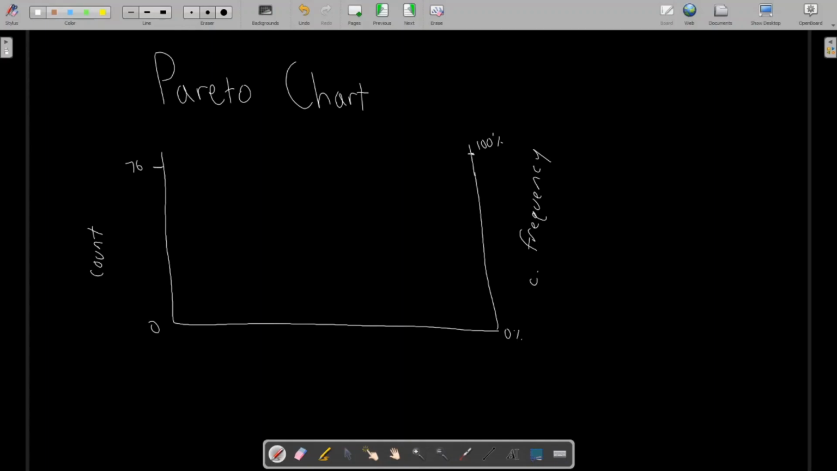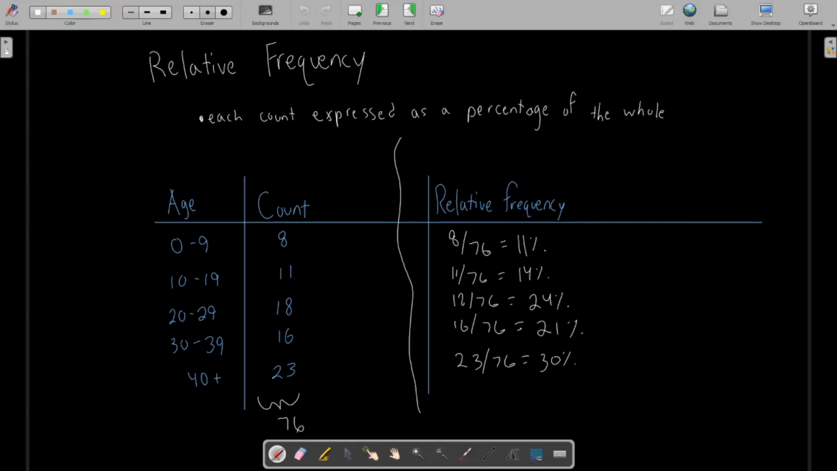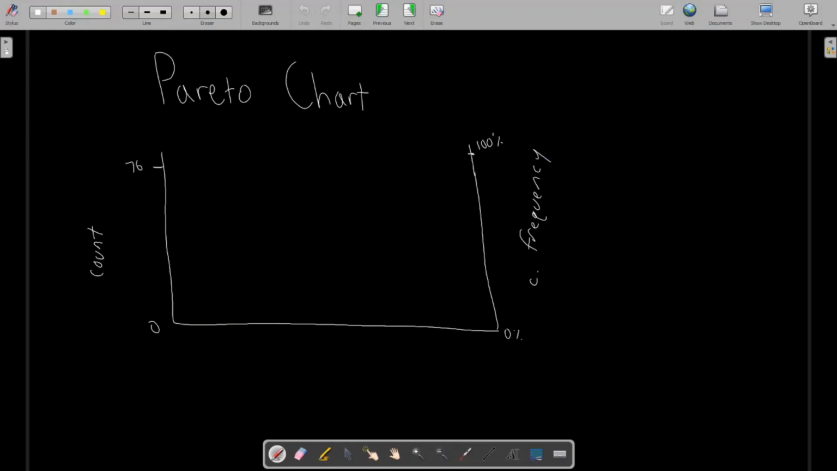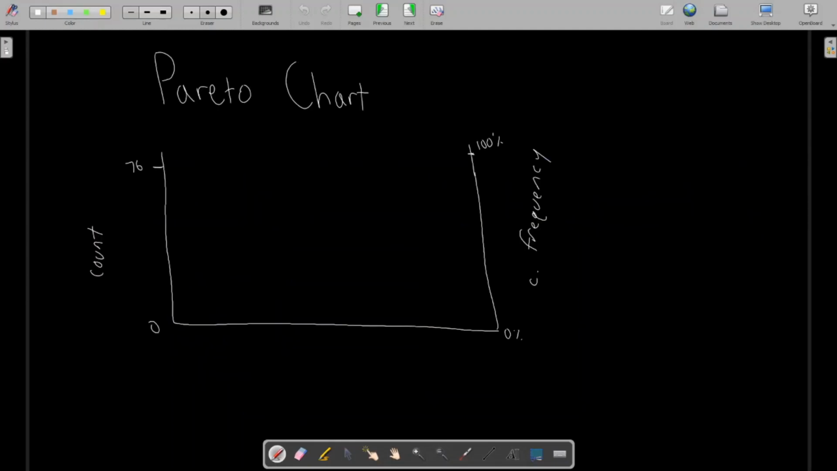And so with the Pareto chart, we'll first want to make it kind of like a bar graph. We'll take each count and give it a bar that goes up appropriately to whatever count it has on the left y-axis. But we want to do it in descending order. So instead of just starting with 0 to 9, 10 to 19, 20 to 29, and so on, we're actually going to start with whichever one has the biggest count, which in this case is 40 plus. And so we'll start with the 40 plus group.